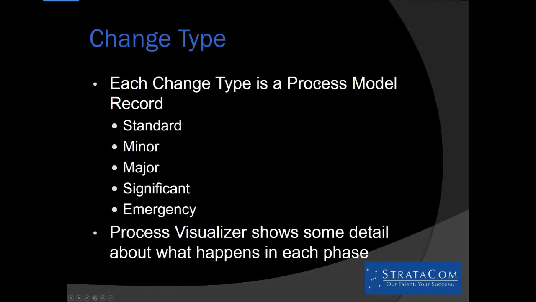Inside this, there's a change type, and each change type is going to be defined as a process model record. Out of the box, when you install the map, there are 5 different kinds: standard, minor, major, significant, and emergency, which all model an ITIL type of process. And the process visualizer is going to show some detail about what happens in each phase. We'll get there, and I'll show you some of that as we move along.